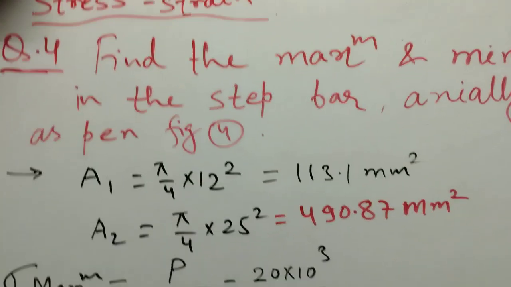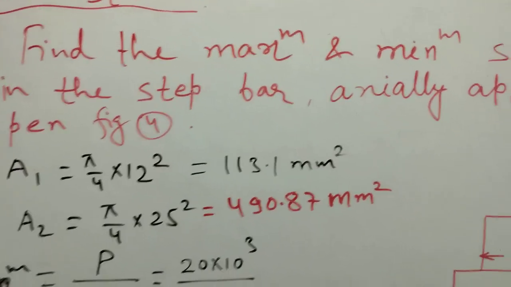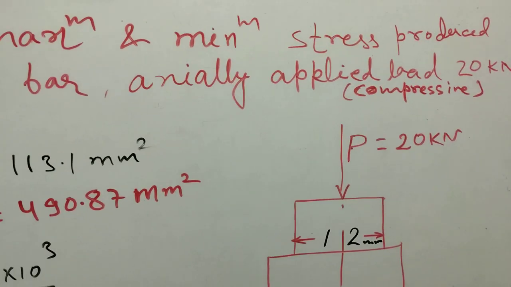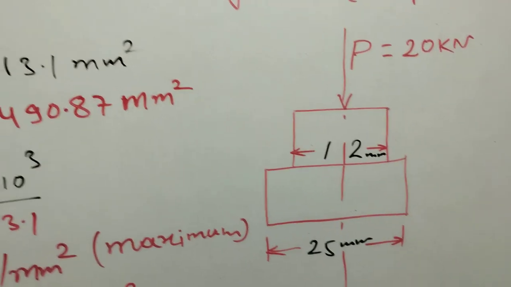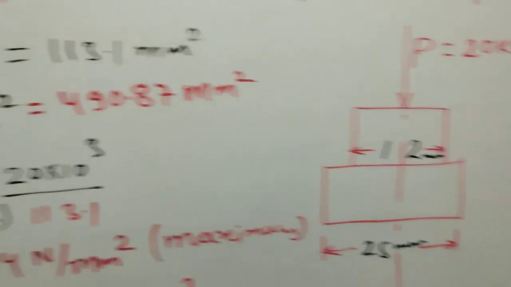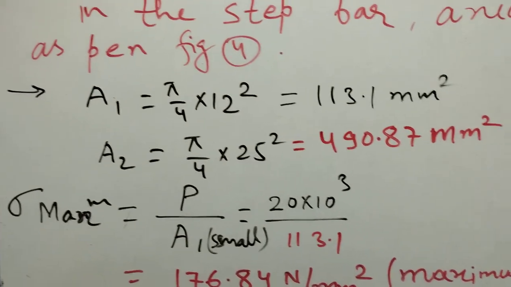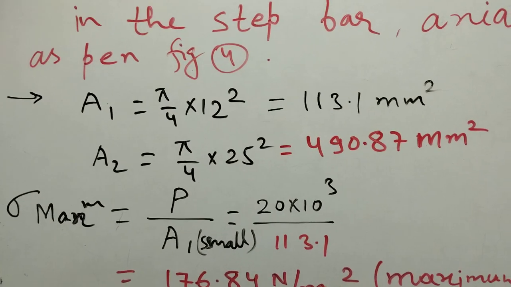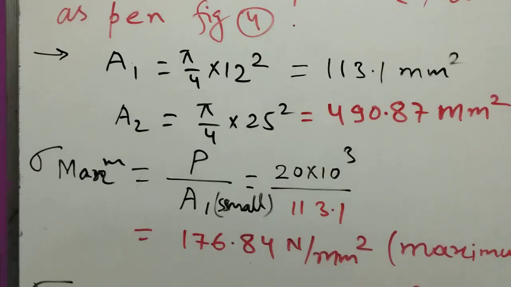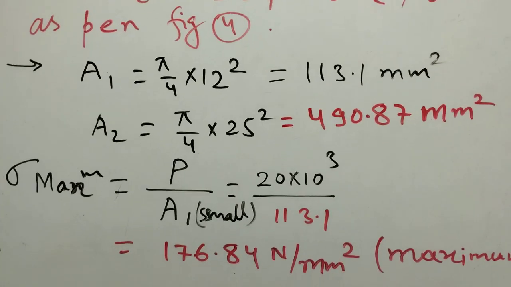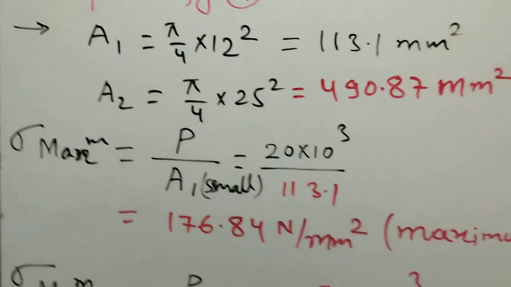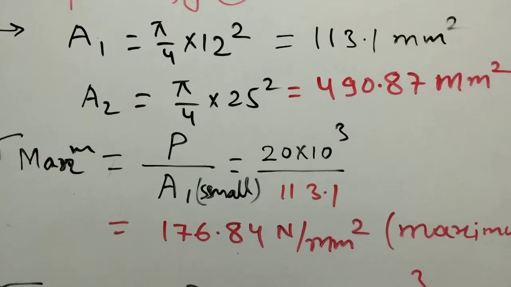Now question 4: find out the maximum and minimum stress of the step bar when the axially compressive applied load is 20 kN. In the figure, the upper portion diameter is 12 mm and the lower portion diameter is 25 mm. First we find out the area. This is the smaller area A1, whose value is 113.1 mm square, and the larger area is 490.87 mm square.